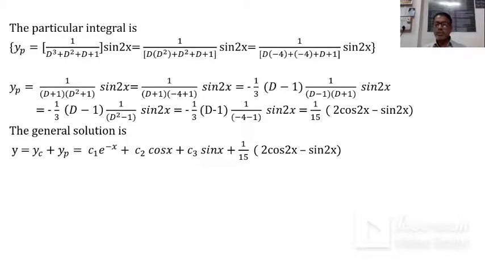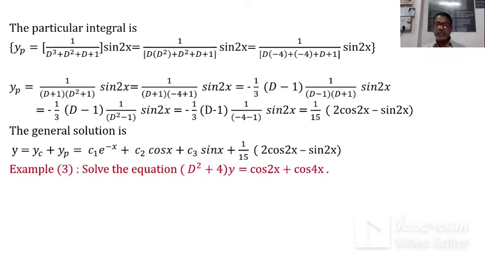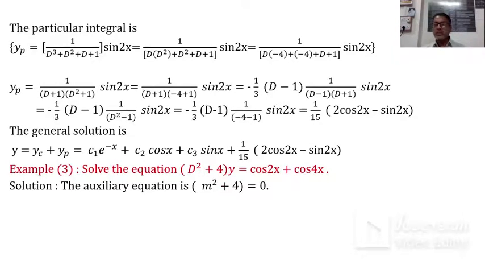We see one more example. Take the next example. Solve the equation D square plus 4 operate on y is equal to cos 2x plus cos 4x. Again, we want to find the general solution. For that purpose, we first consider the associated homogeneous differential equation as D square plus 4 operate on y is equal to 0.